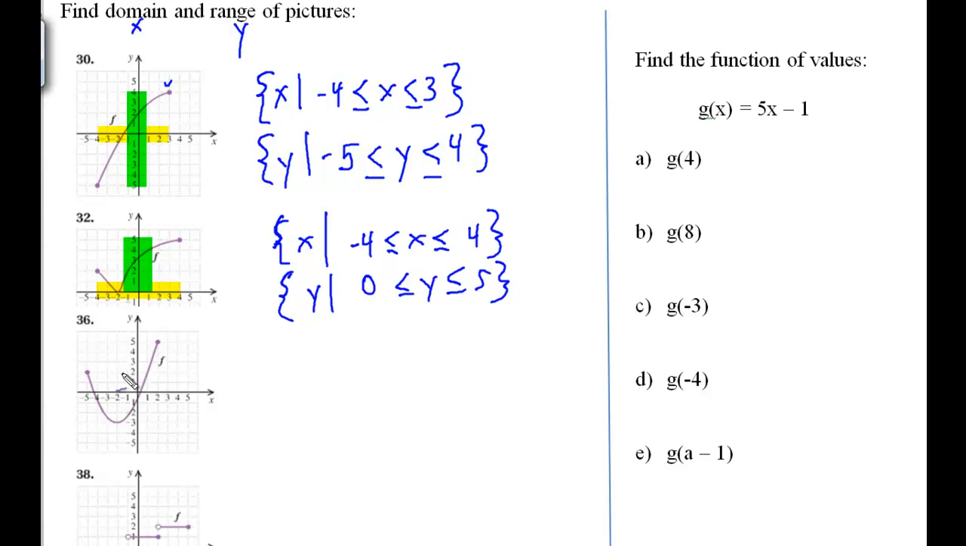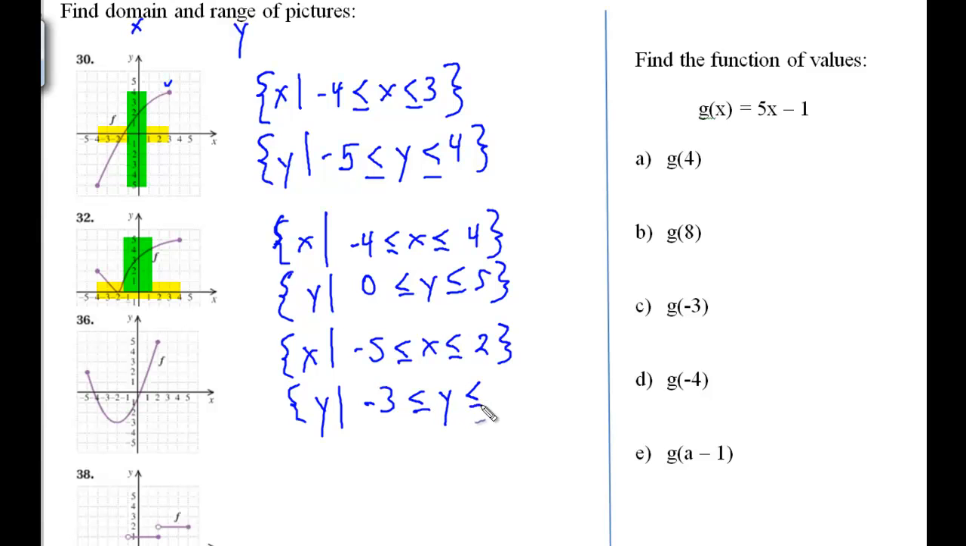And you'll see that problem number 36, let's just take this a little quicker. X is going to be between -5 and +2. And since those are closed circles, we use less than or equal to signs. And here y is going to be, looks like the highest level of y is 5, and the lowest level of y is -3. So y is going to go from -3 to +5.